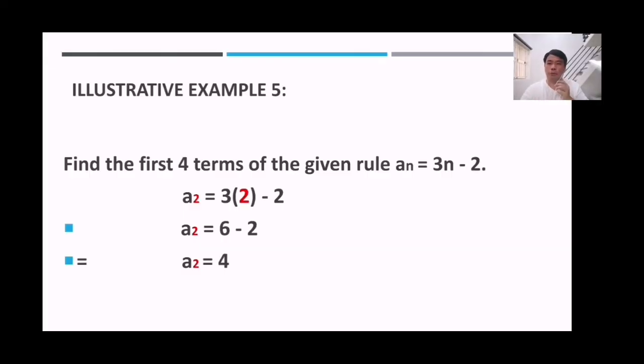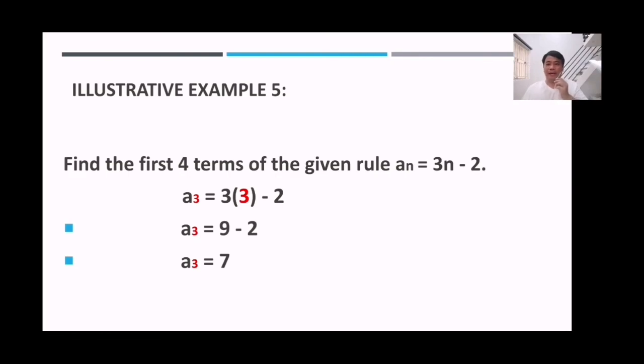Let's try to solve a sub 2. So, gaya ng ginawa natin, papalitan lang natin yung n ng 2. So, it becomes a sub 2 equals 3 times 2 minus 2. Multiply, 6, baba lang minus 2. 6 minus 2 is 4. A sub 2 is 4. Let's move on with a sub 3. So, the n becomes 3 as well as this one. So, 3 times 3 minus 2. 3 times 3 is 9. Bring down this part, minus 2. 9 minus 2 is 7. That will be the third term.